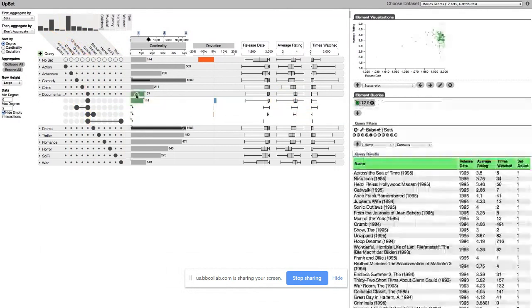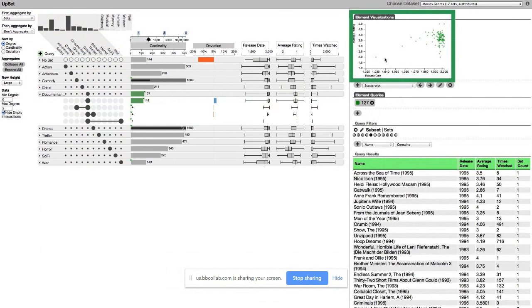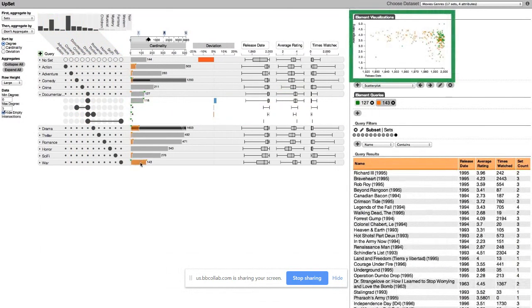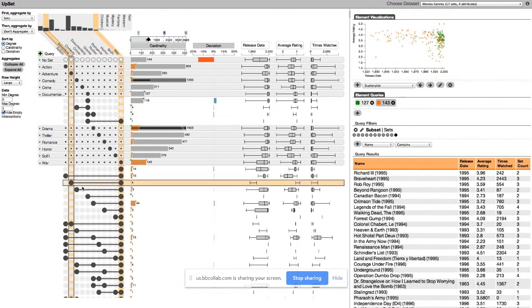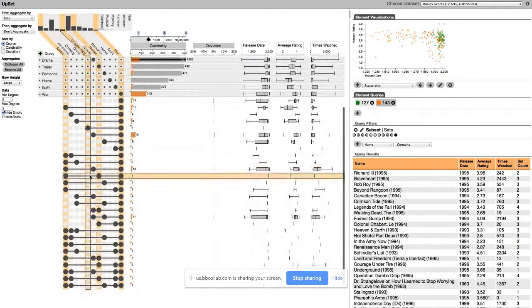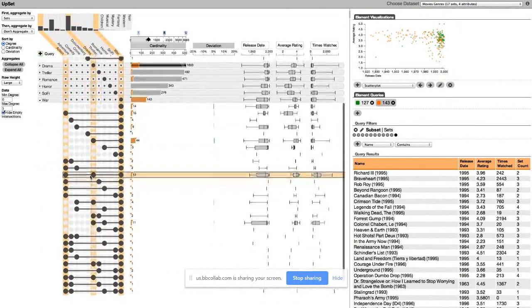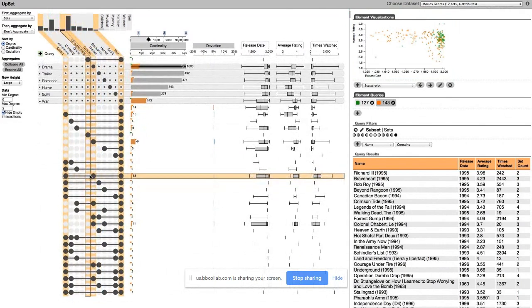Selecting their element reveals that most documentaries are recent productions. The war genre, which is also highly rated, contains a lot more classics. Looking at intersections, we see that war movies are more often of multiple genres than documentaries.